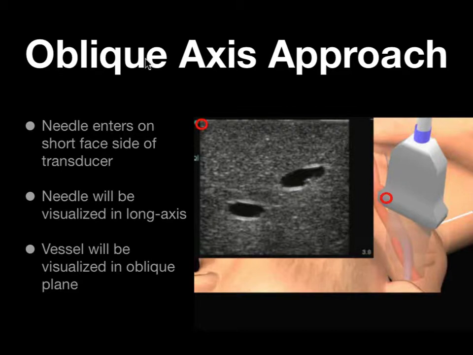An oblique axis approach is also an in-plane technique, because you're going to see the needle in its entirety entering the target vessel. The nice thing about the oblique approach is that you're seeing the needle in its entirety, but you're also able to then see adjacent structures around the target vessel. In order to perform this procedure, again, you're going to enter with the needle in the middle of the short face of the transducer.